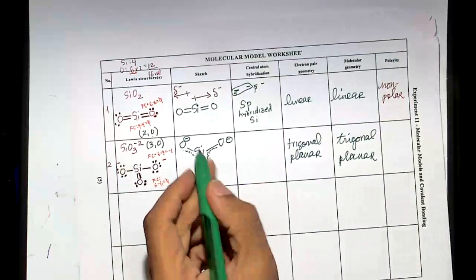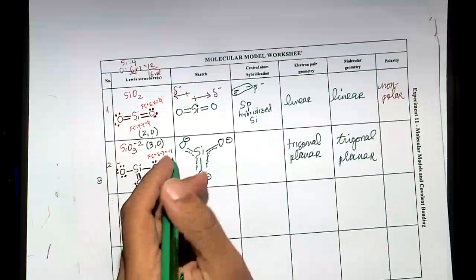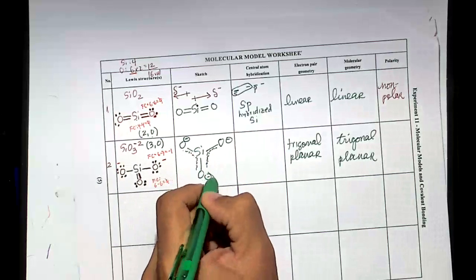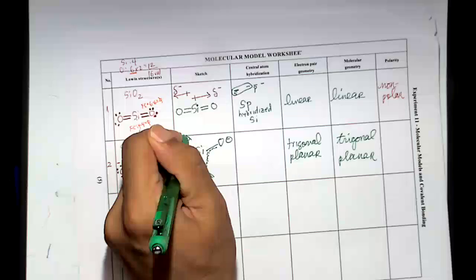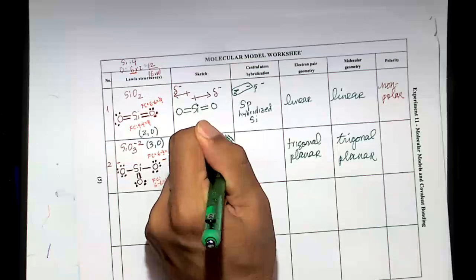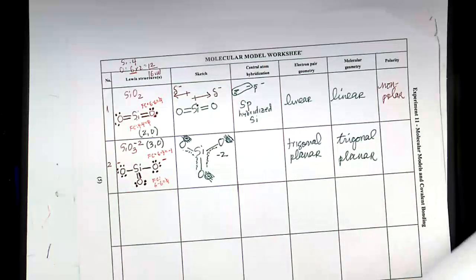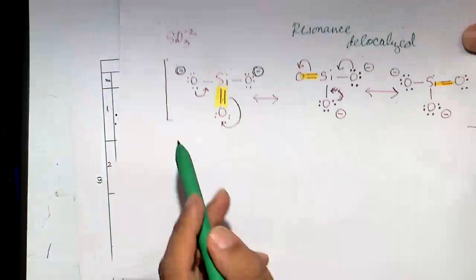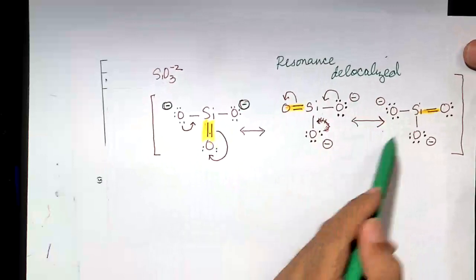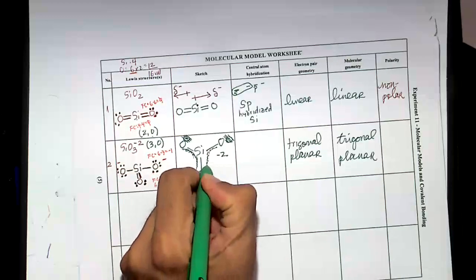In some textbooks, I can also put a negative here, but it's -2, not -3. So we'll just put a big -2 here. It's basically saying that this double bond is shared equally across all 3 oxygens. So some textbooks will do it like that.